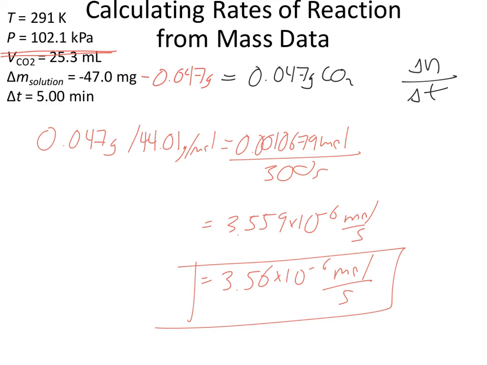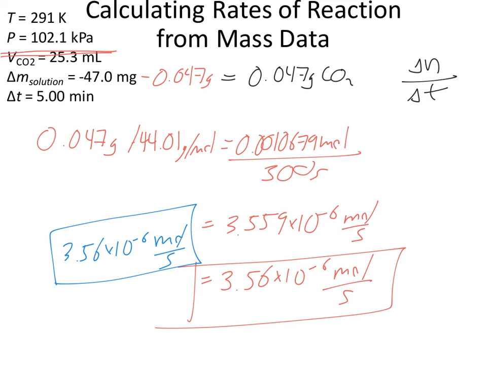This is our rate that we got from mass, which is very similar. 3.56 times 10 to the negative 6 mole per second was the rate that we got from the volume of CO2. So regardless of the method you choose, you should get the same rate either which way you do it.